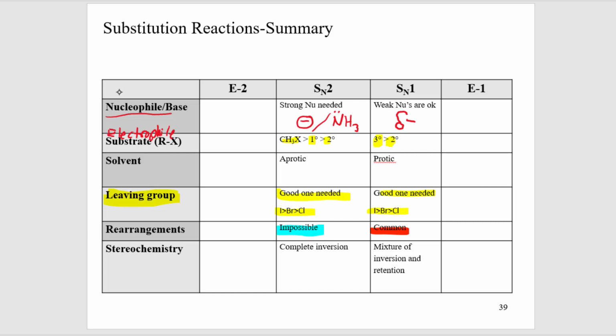Stereochemistry, SN2, you're going to invert the stereocenter. So if you had a bromine in the back, your nucleophile comes in from the front, and vice versa. You're only going to get an inverted stereocenter. SN1 is going to mix that stereocenter. Does it mix all stereocenters in the molecule? No, just the one that's undergoing SN1. So be mindful of that when you're doing the problems.